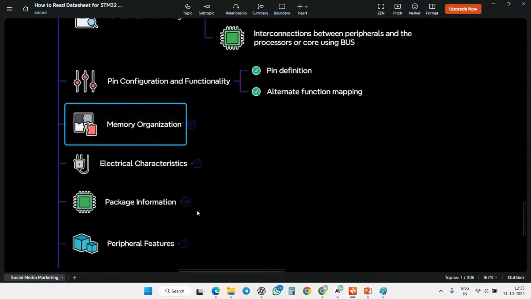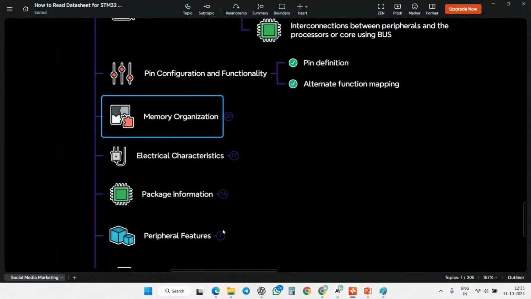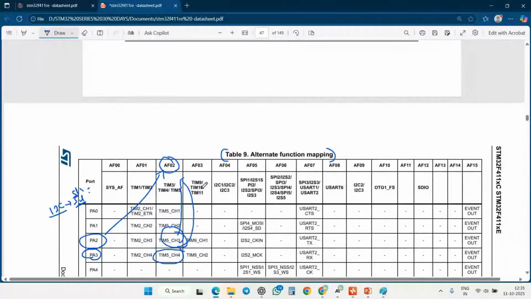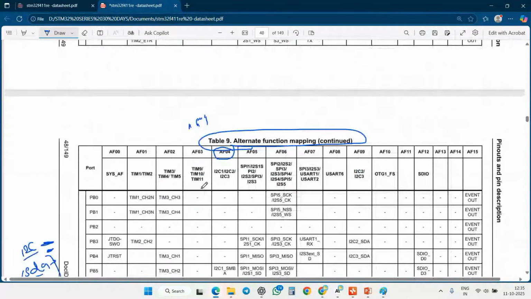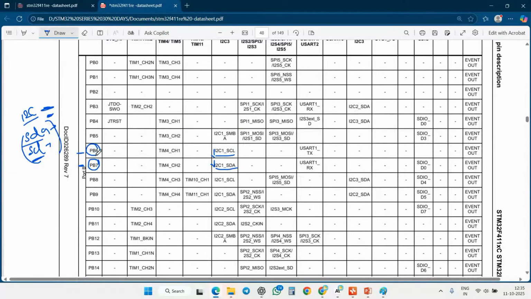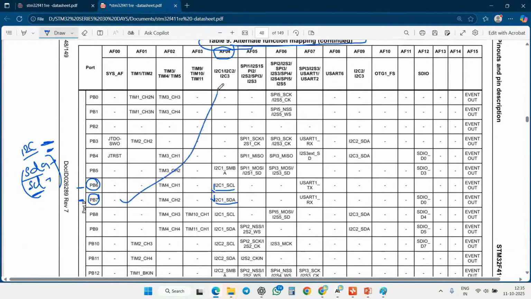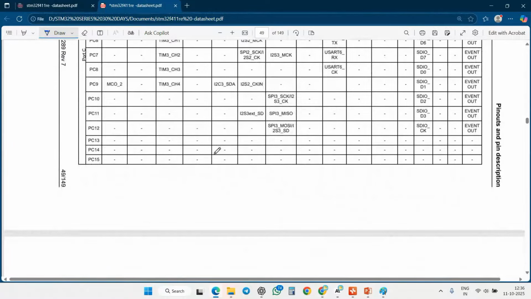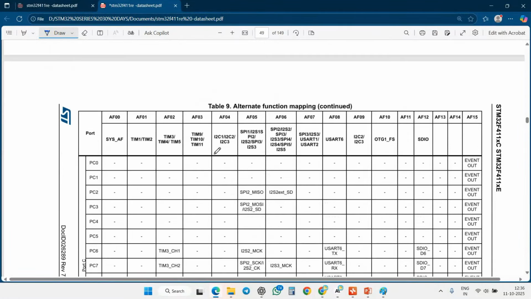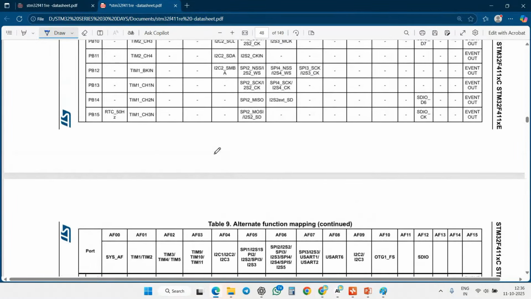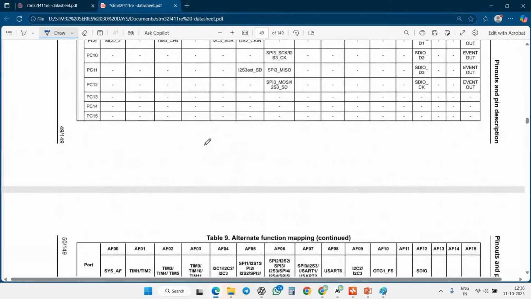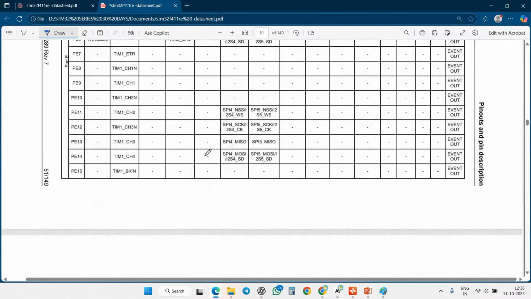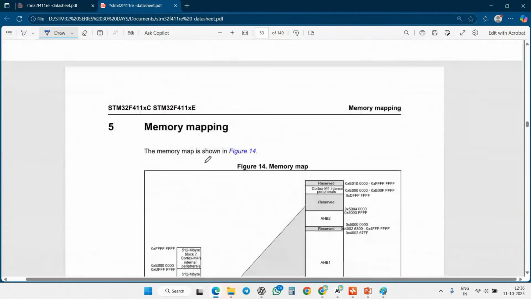And now we are going to specifically discuss memory organization. We have discussed the previous topic. Just keep in mind that whenever we use different pins, you need to map them with alternative function mapping. All the things I'm telling you are going to be configured in the program. Then you can clearly understand this concept. Up to 8, we have been cleared.